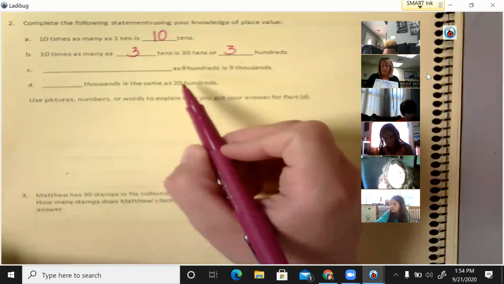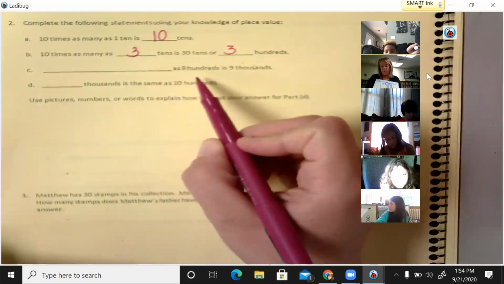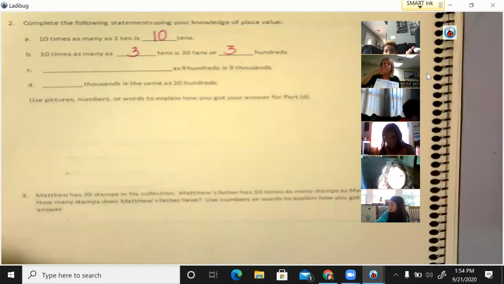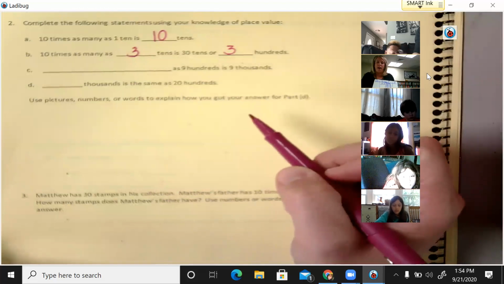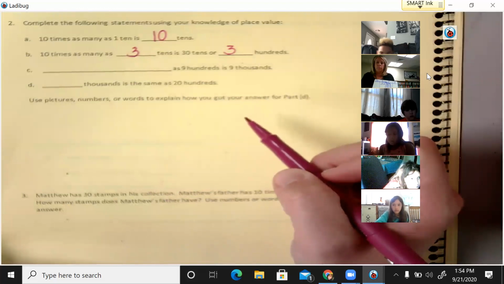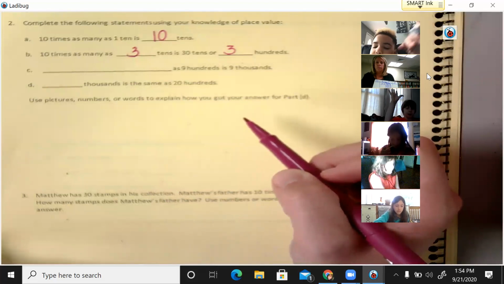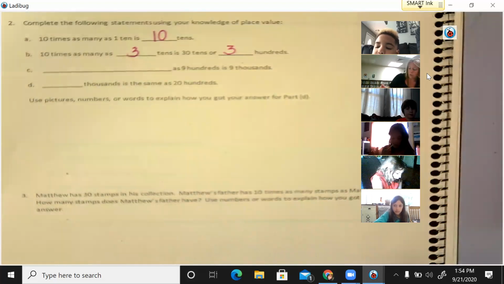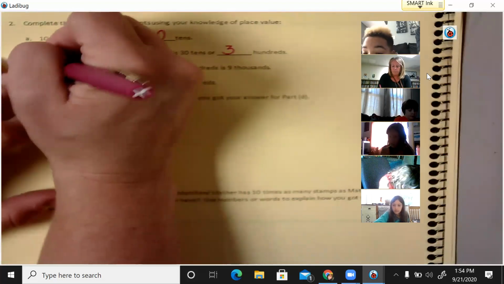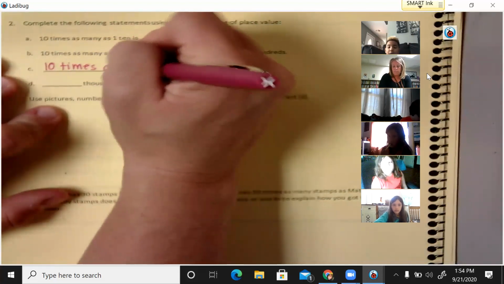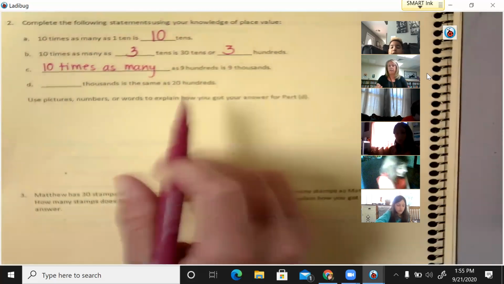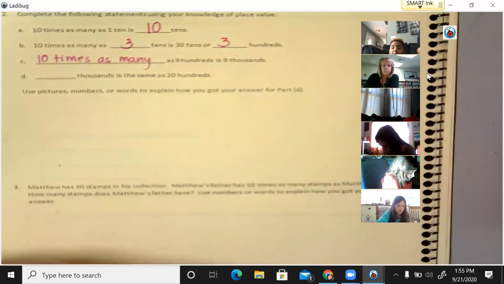It's a really long blank. Something as 9 hundreds is 9 thousands. So think of the pattern. What would we have to multiply 9 hundreds by to get 9 thousands? What have we been multiplying by? If you know it, you can just say it. 10. So here, you're going to write 10 times as many as 9 hundreds is 9 thousands.